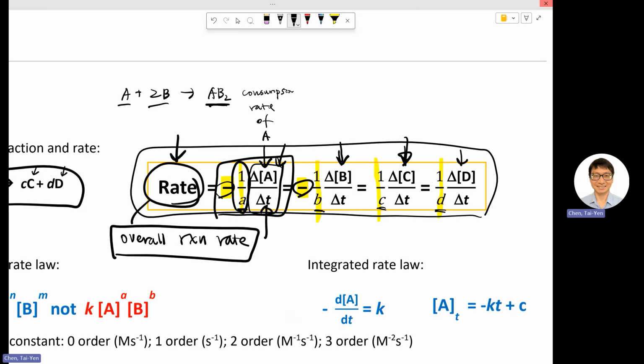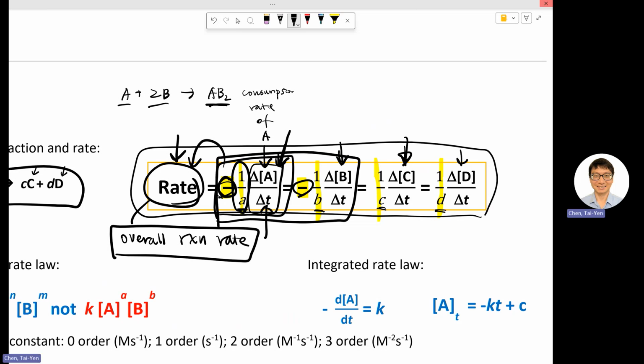Another very important thing here is that the rate is always positive. When you calculate the change of the concentration for your reactant as time goes by, your reactant is going to decrease, right? Therefore, when you calculate the delta A, it will actually be a negative number. So in order to convert that negative number to a positive, so it can represent the rate, that's why you put a negative sign in front of your reactant. For your reactant, you always have a negative sign in the front.